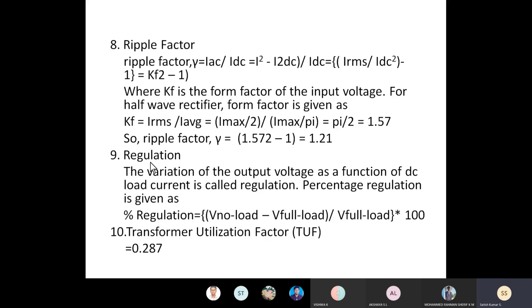The last one is the transformer utilization factor, which tells how much percentage of the transformer you are using. Mathematically we get 0.287, but that is also reduced due to power losses, so the transformer utilization factor we actually use is only about 0.2. That is also a very poor condition, so we have to go to another level to improve our rectification.